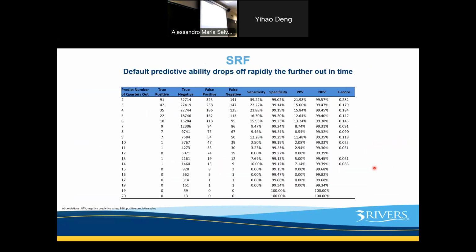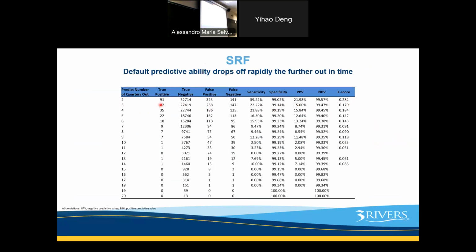For the superperson random forest, it not only predicted out 2 quarters like the other models, but it also predicted out up to whatever the limit was, in this case, 20 quarters. And so this first row here is the same results we just saw. We predicted out 2 quarters.